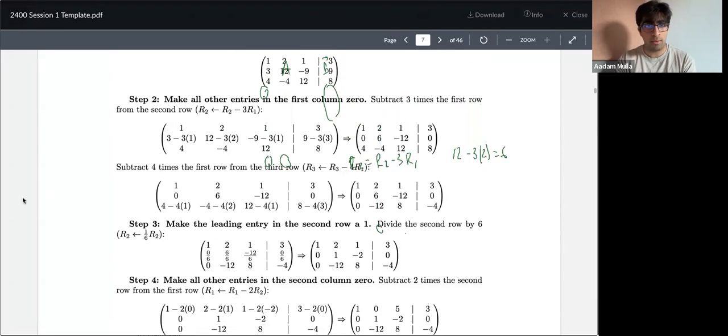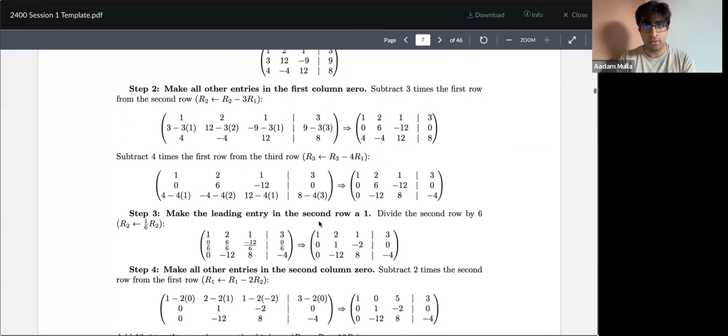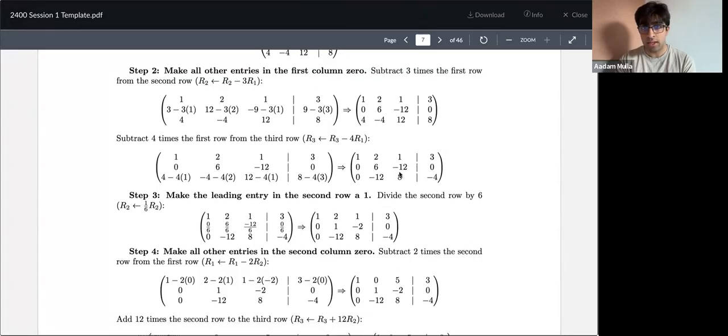All right. What's the next step? Similar idea, right? Row 3 is row 3 minus 4 row 1, because we want to turn this 4 right here into a 0. Okay. Next, so then we have this, okay? Now, again, we've done our 1 here. We've done our zeros going down.